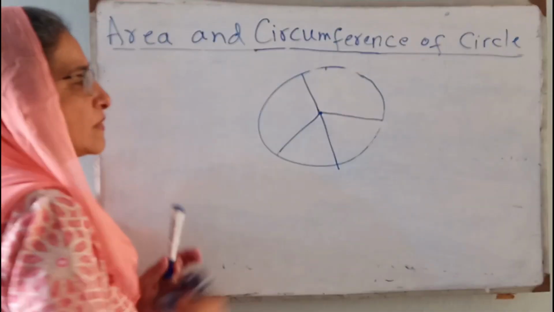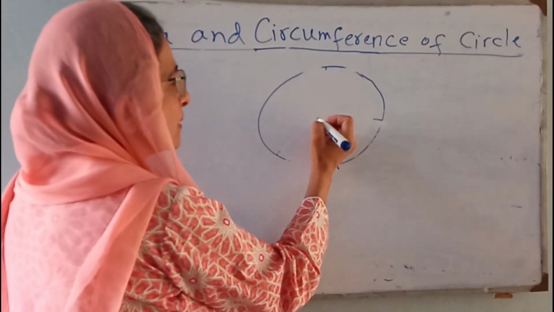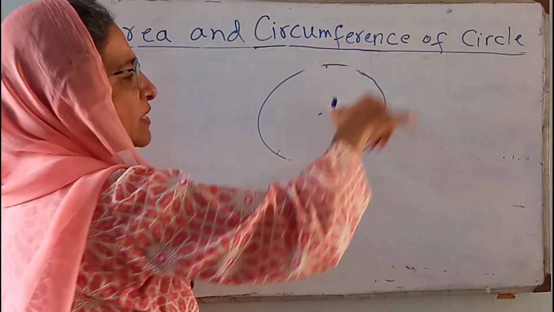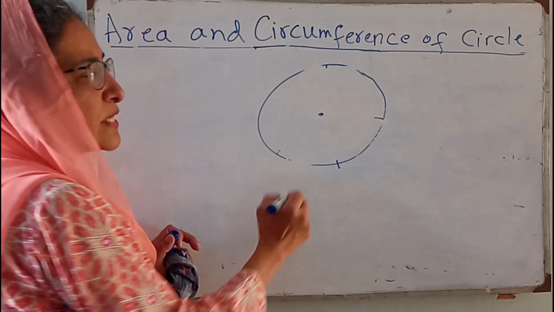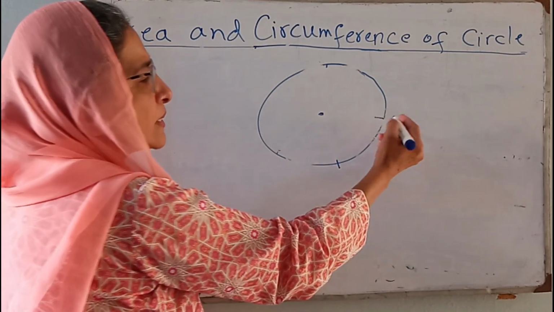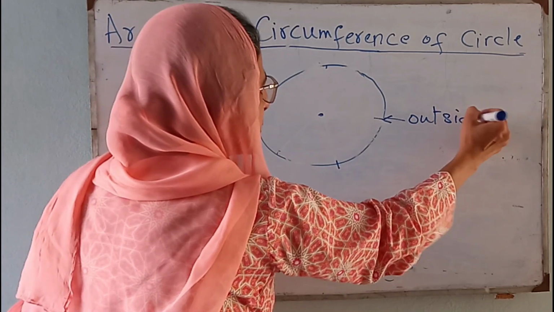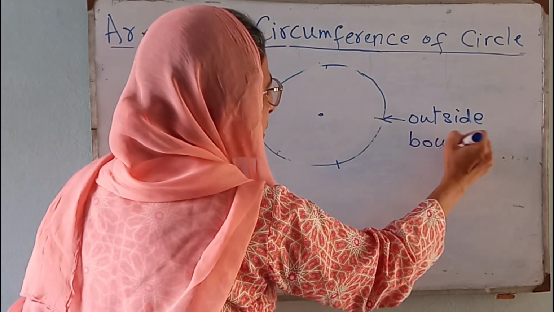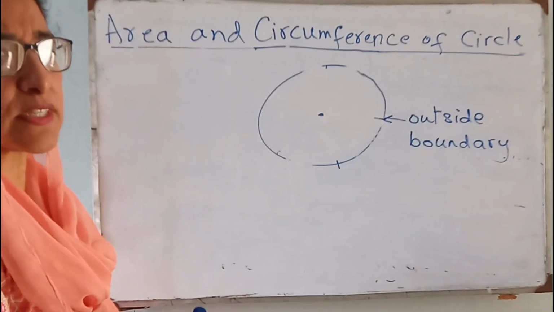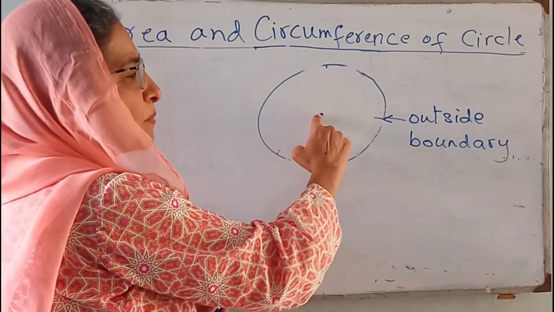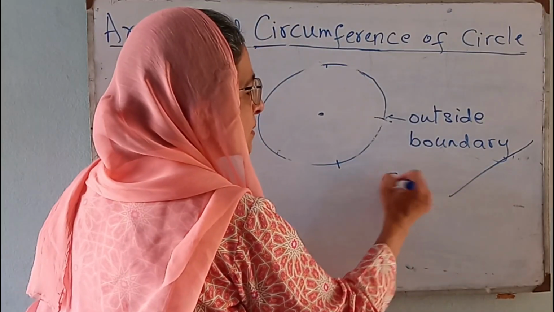And in this circle we have one center point. From this point we have drawn this circle. This is the center point. This is called the outside boundary of the circle, and this outside boundary is called the circumference of the circle.